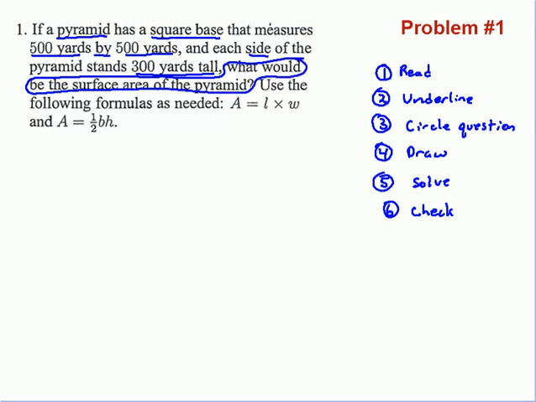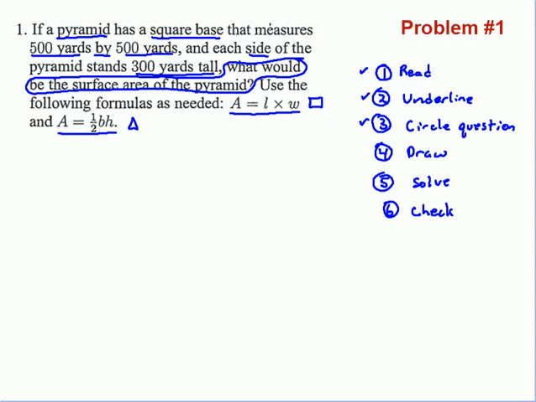What would be the surface area of the pyramid? Use the following formulas as needed. Area is equal to length times width. You'll remember that, that's for a rectangle. And area is equal to 1/2 base times height. You'll remember that too as the area of a triangle. Okay, so we've read the problem, we have underlined the information, and we have circled the question.